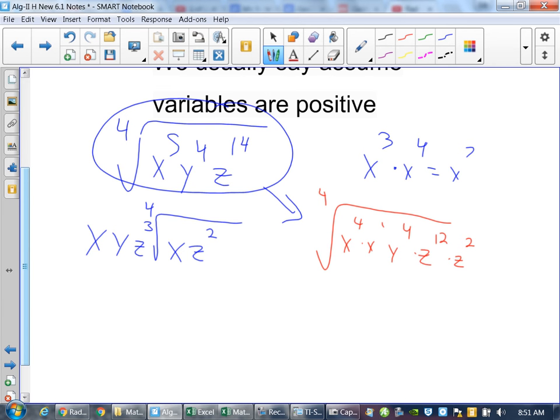Okay. Does that make sense? What I was doing there? I was just quickly dividing and leaving remainders inside, bringing out the wholes.